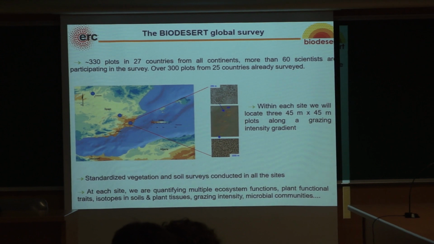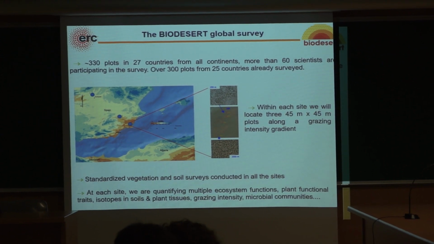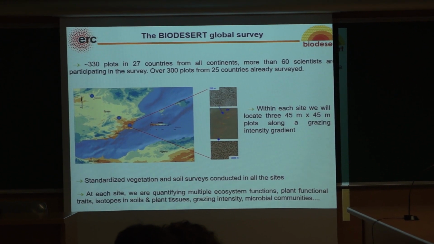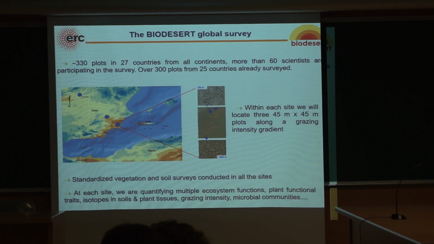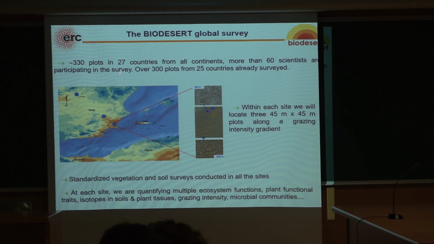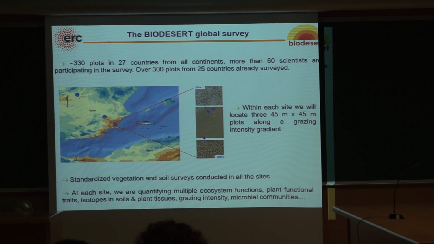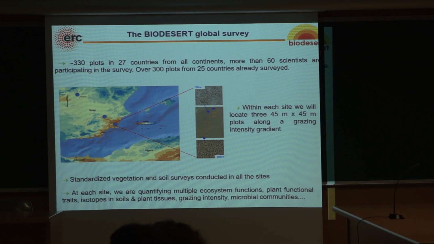And we are looking at how this impacts ecosystem structure and functioning using the same set of variables I have presented before. This survey is working really well. We are getting close to finishing. Right now we already have data for over 300 plots in 25 countries that have been surveyed. And if everything works as planned, we'll have over 330 in 27 countries.